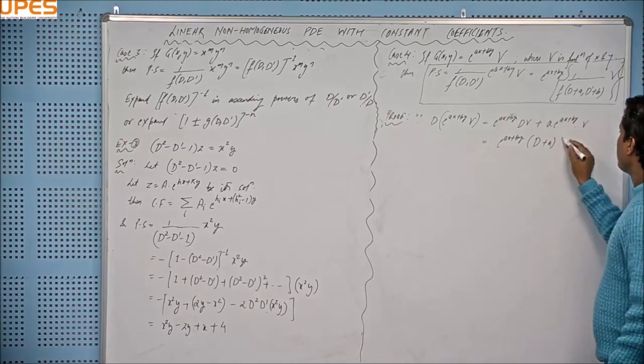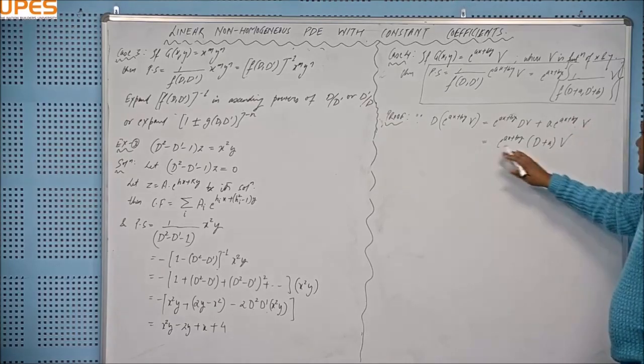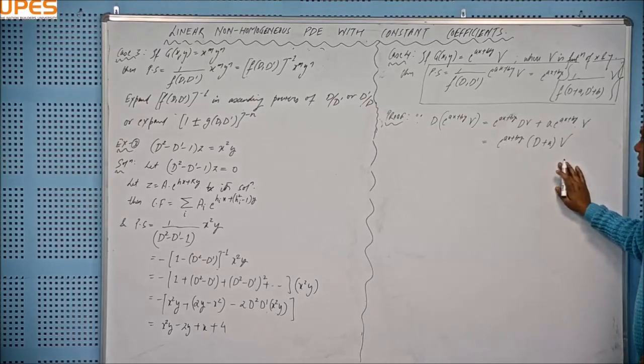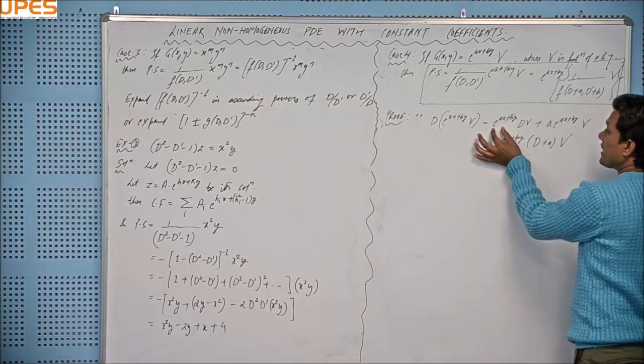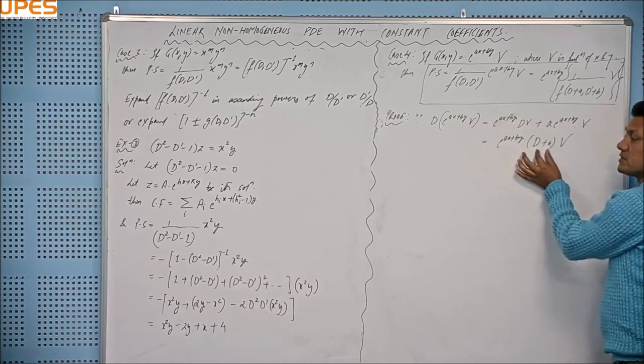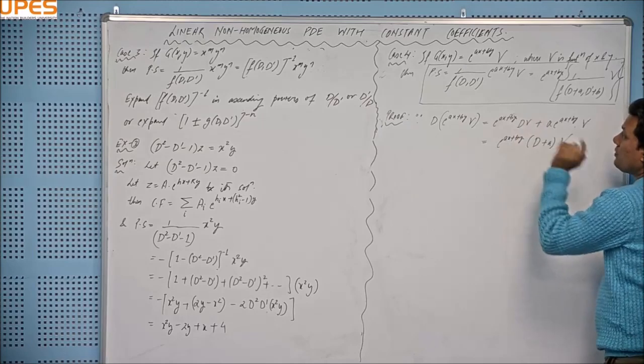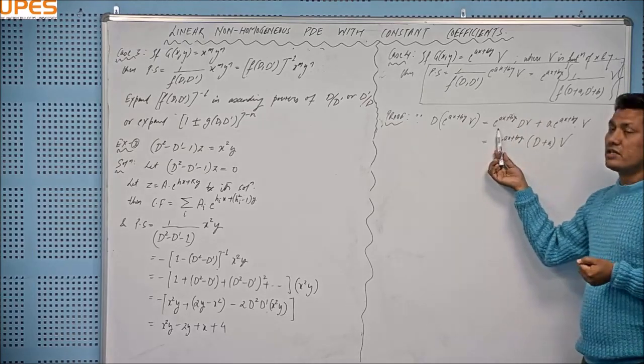That is capital V. Okay. And notice how I have written this. Actually, the purpose is to write this exponential function before the operator. And why have I written this before the operator? Because it has been differentiated already.